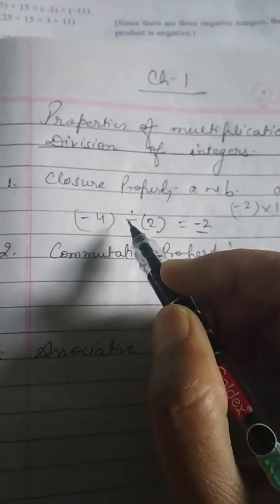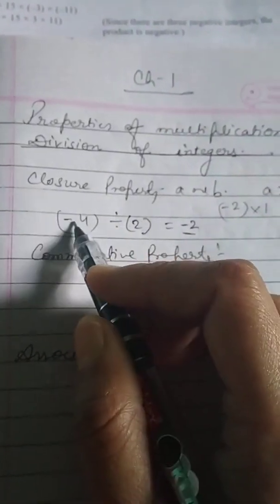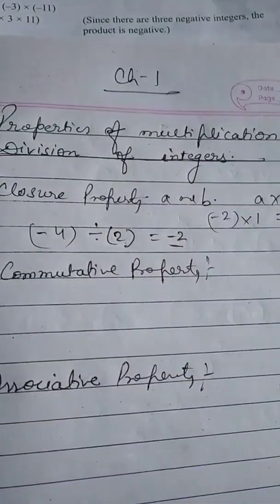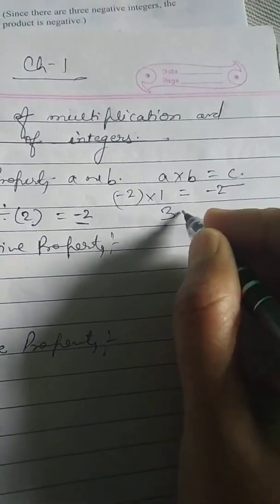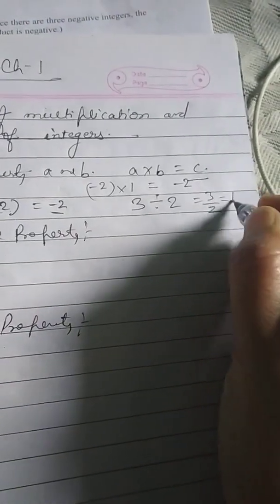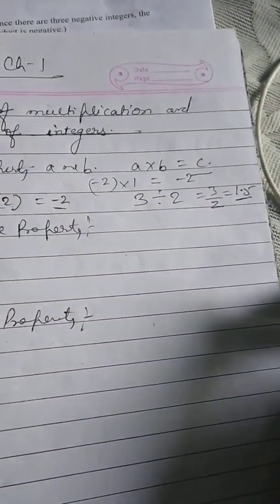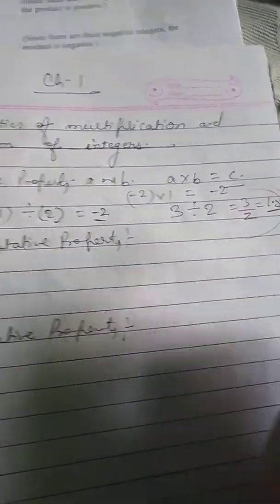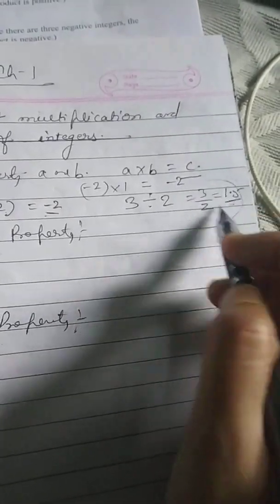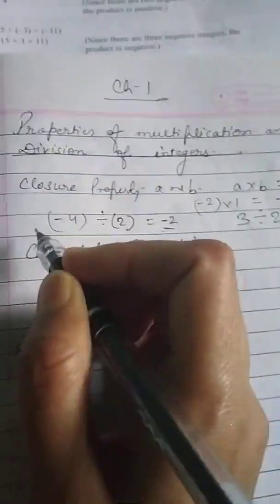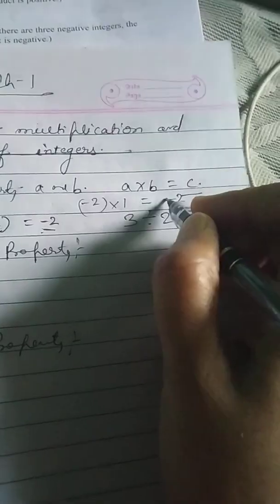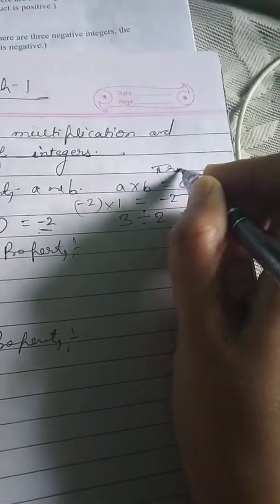But is it always true that if we divide any integer by another, we will get an integer only? Let's see. If we take a number like 3 divided by 2, we will get 1.5. It will go into decimal. So it is not necessary that if we divide any two integers, we will always get an integer only. We can get a decimal number also. Okay. So closure property for division is not true. But closure property for multiplication is true.